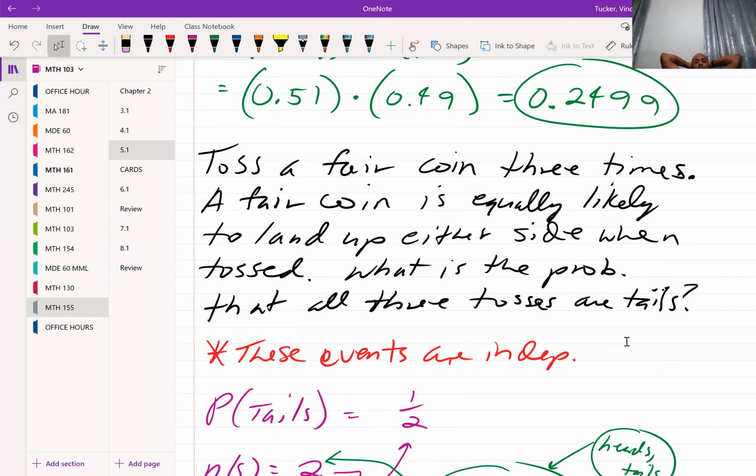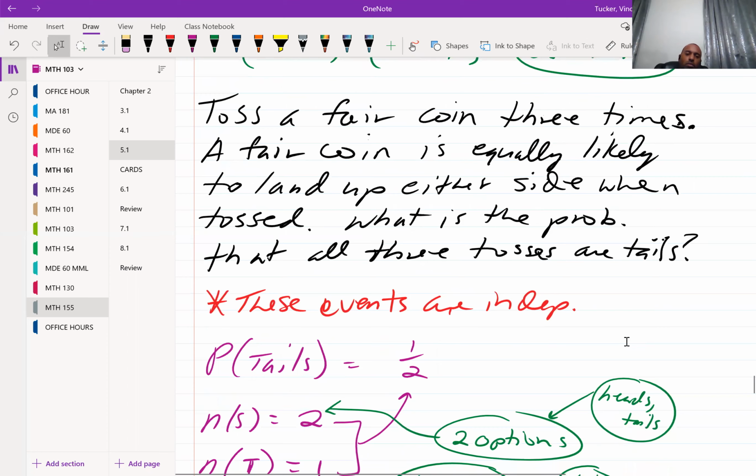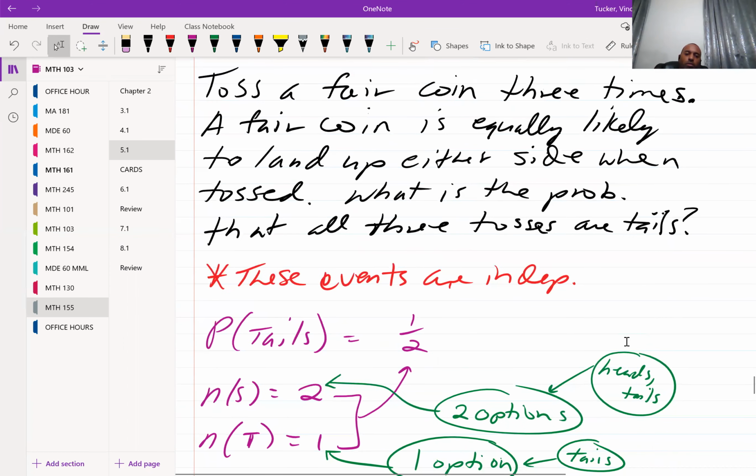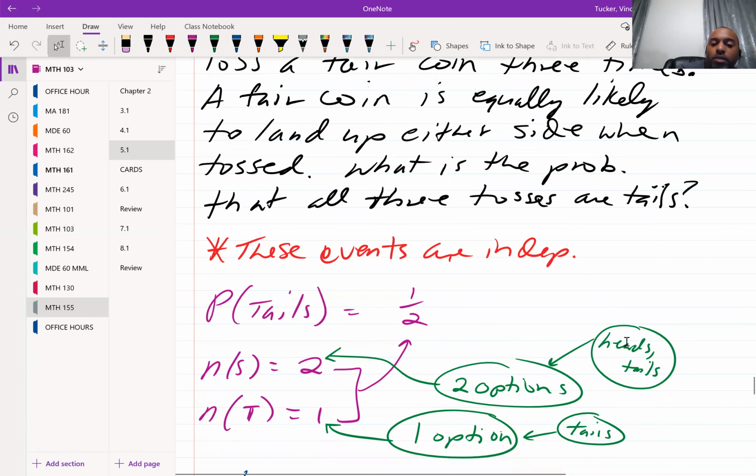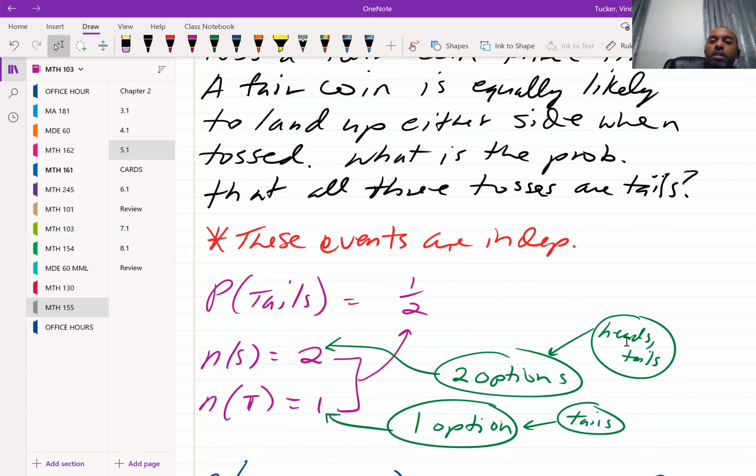So we want to know the probability of landing tails 3 times in a row. We talked about the probability of getting tails before. I was just walking through it. We have our 2 options down bottom. That's the number in our sample space. Tails is just one option in our event. So that's 1/2. That's how we got that. And like I said, I was just going through that again.